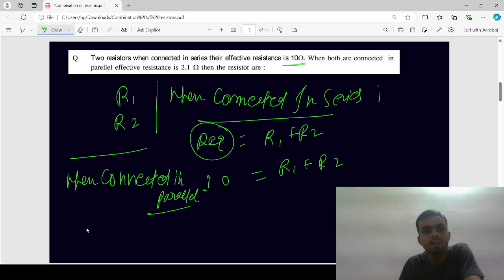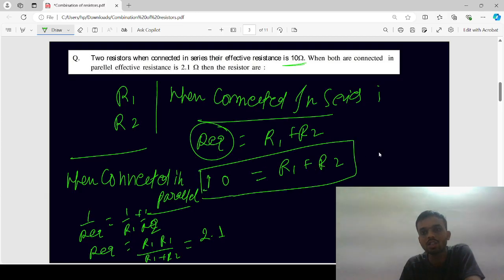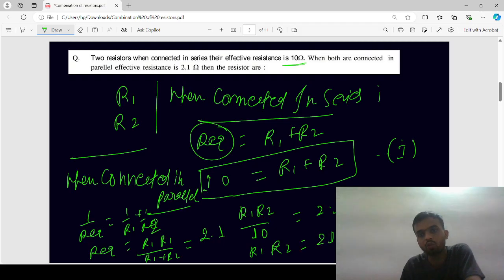when it is connected in parallel, it will be nothing but 1 upon R equivalent will be 1 by R1 plus 1 by R2. From here we get that R equivalent is R1 into R2 divided by R1 plus R2, which is 2.1 in this case. We can put R1 plus R2 as 10 from this equation. Let us say this is equation number 1. So we will get the value of R1 into R2 by 10 is equal to 2.1. That means R1 into R2 will be 21 ohm, right?